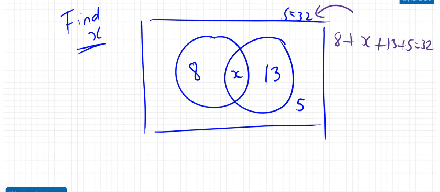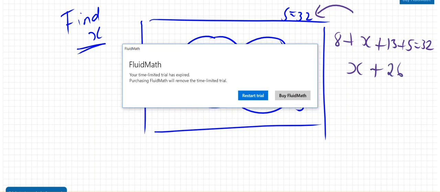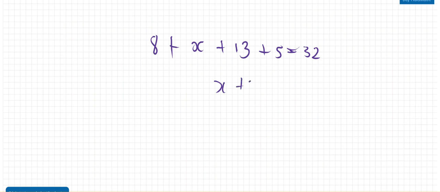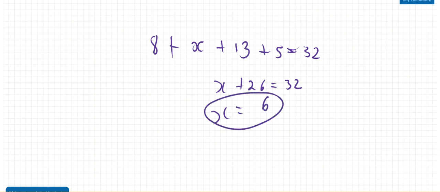I'll add up the numbers first, so simplify. So x plus, that will add up to 26. Sorry about that. It will add up to 26 equals 32. Subtract 26 on both sides and we end up with x being 6. So that middle number would have been 6 and all those numbers then add up to 32. Thank you.